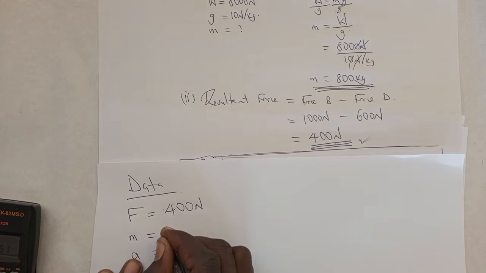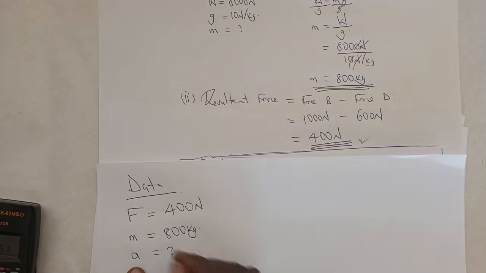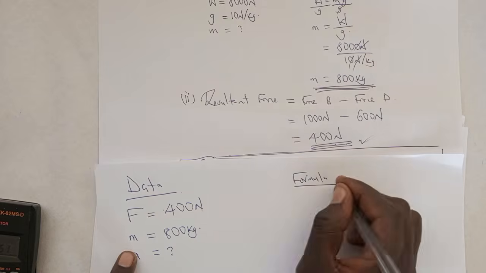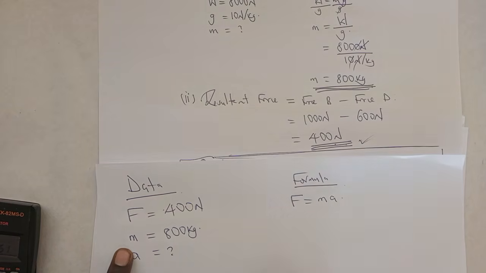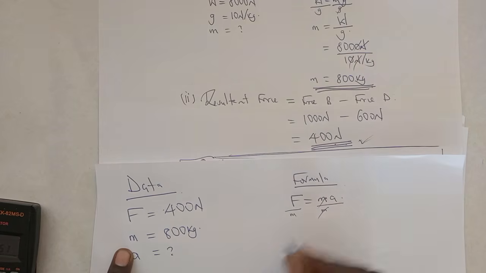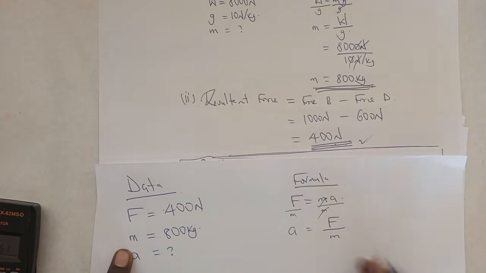What is the mass of the car? Well, the mass of the car is basically 800 kg. Okay. What is the acceleration? We don't know, but we know that there is a formula which is saying that force is equal to mass times acceleration. Now we want acceleration, so we're going to divide both sides by mass, so that we have our acceleration being equal to force divided by mass.